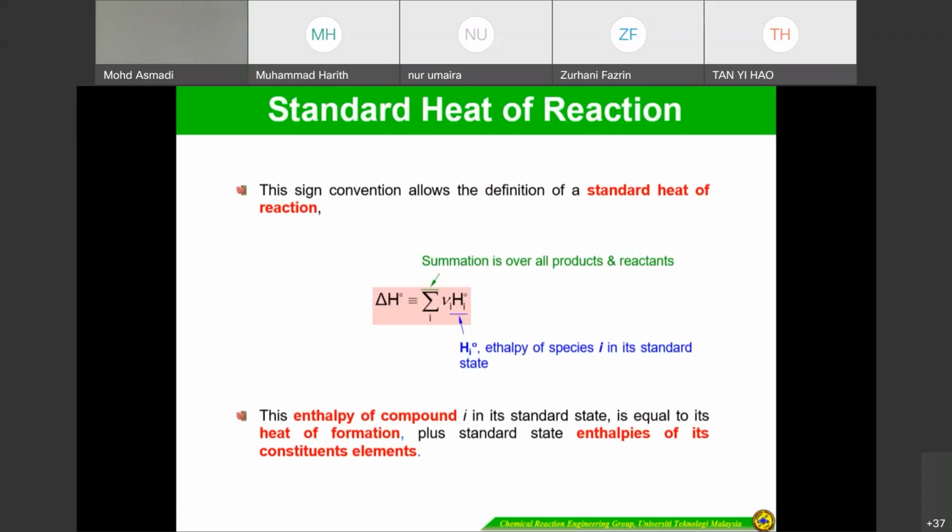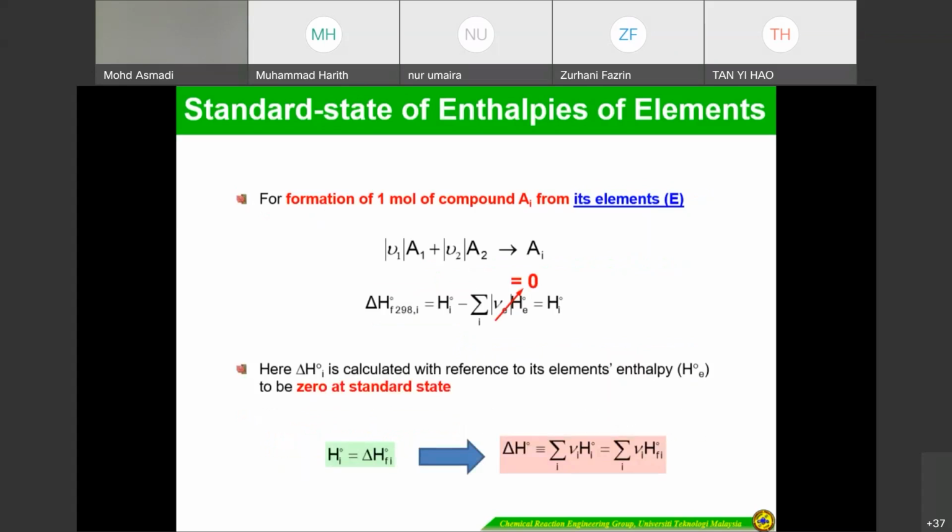And this is also the convention, the symbols. I is for the element at the standard state, equal to zero. This is the standard state of the enthalpy of the elements.